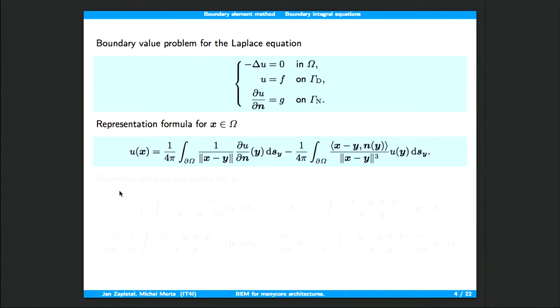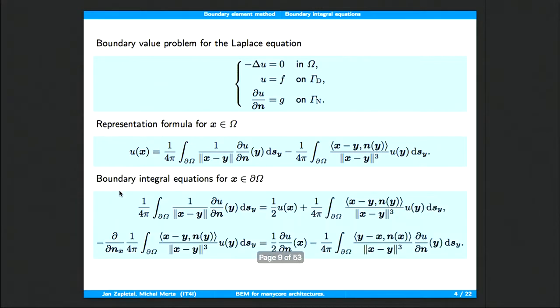This formula is valid only in the volume. However, I can apply trace operators to it to transfer it to the boundary, and what I get is this set of 2 boundary integral equations, which give me some relation between the boundary data, and from these 2 equations I can determine the missing boundary data, and once I obtain them, I plug it into here, and I'm able to compute the solution inside of the computational domain.